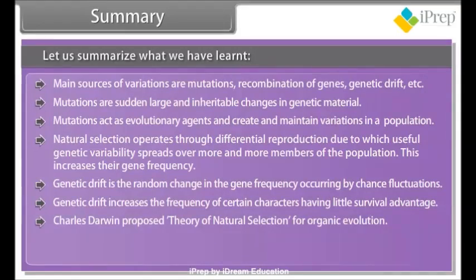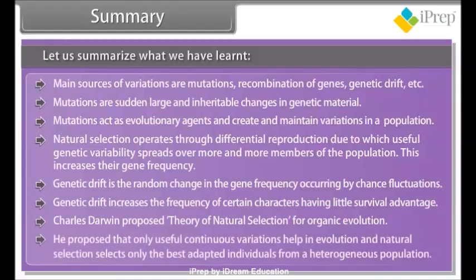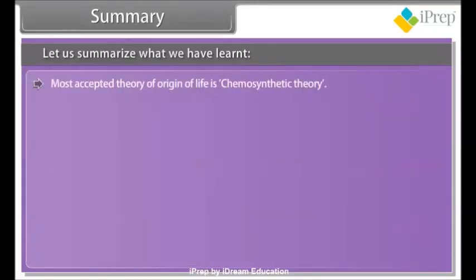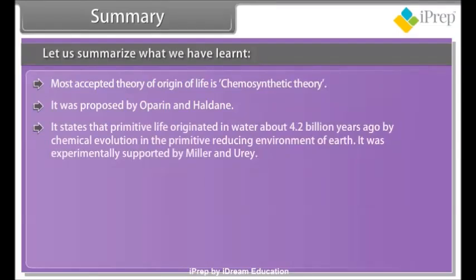Charles Darwin proposed the theory of natural selection for organic evolution. He proposed that only useful continuous variations help in evolution and natural selection selects only the best adapted individuals from a heterogeneous population. The most accepted theory of origin of life is the chemosynthetic theory. It was proposed by Oparin and Haldane. It states that primitive life originated in water about 4.2 billion years ago by chemical evolution in the primitive reducing environment of Earth. It was experimentally supported by Miller and Urey.